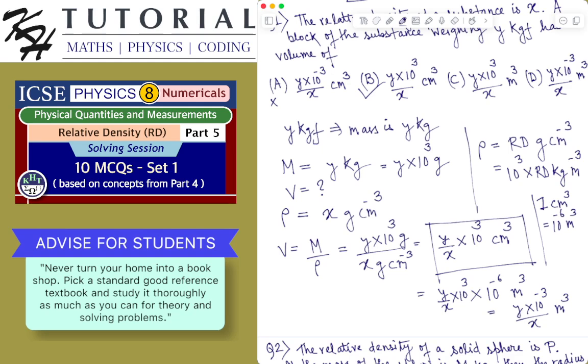So the volume will also be y into 10 to the power minus 3 divided by x meter cube. So choice D is also correct. Okay, so I'm really sorry. I can see that two choices are coming out to be correct, but my original intention was to make all these questions single correct choice multiple questions, that is, only one choice will be correct. Anyway, I'm sorry for that. So choice B and D are correct for the volume of the block of substance. Okay, let's see the next problem.